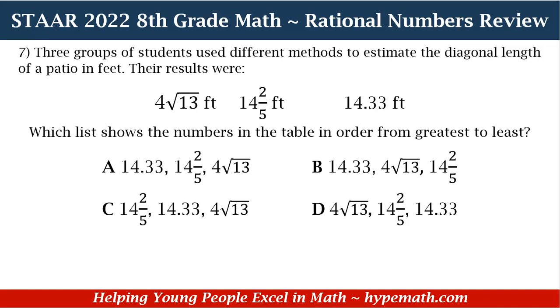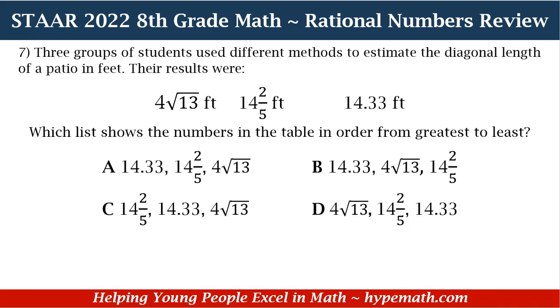Number 7 says, 3 groups of students use different methods to estimate the diagonal length of a patio in feet. Their results were 4 in the square root of 13, 14 and 2/5, I'm tongue-tied today, and 14.33 feet. Which list shows the numbers in the table in order from greatest to least?